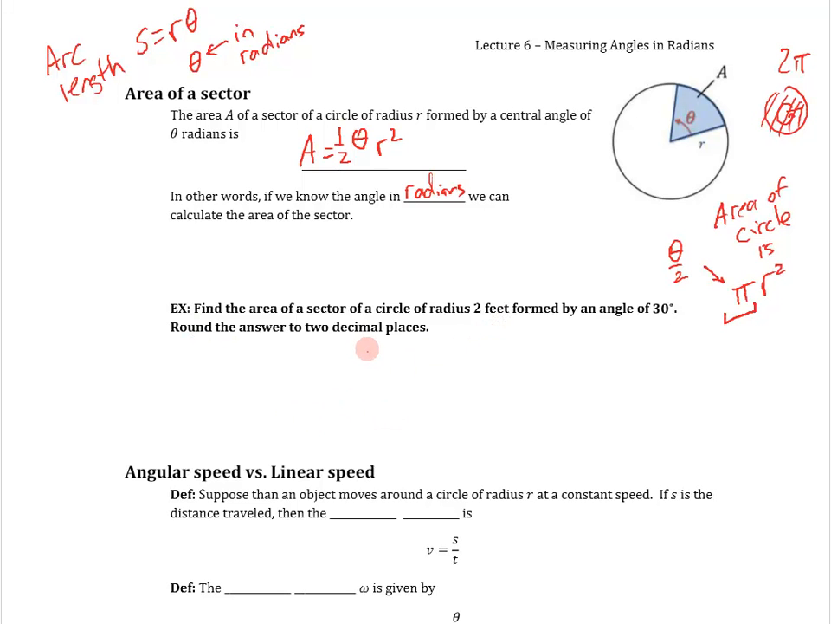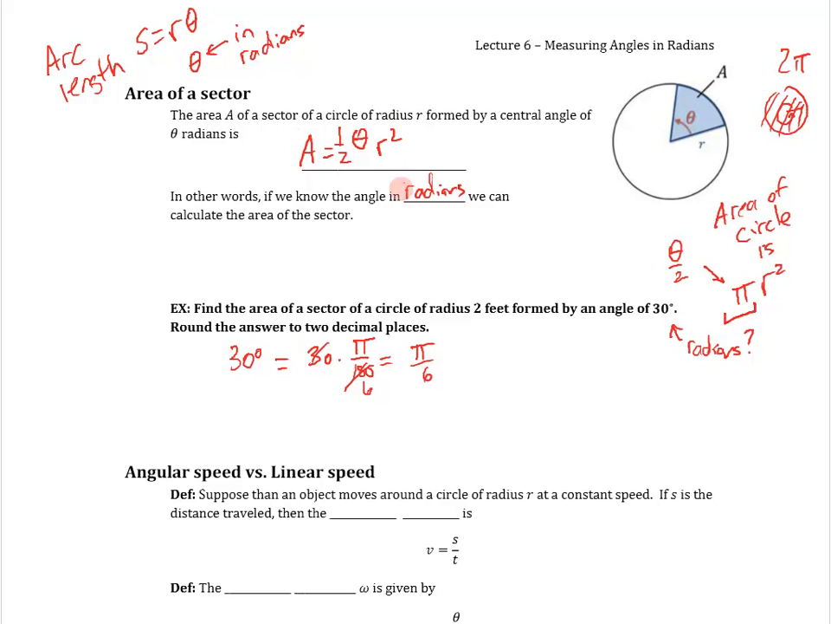So let's find the area of a sector whose circle has a radius of 2 feet and is formed by an angle of 30 degrees. Note, 30 degrees must first be converted into radians. So remember, you multiply by pi divided by 180, which is going to give me, when it divides out, 30 goes in 180 6 times, so I get pi over 6.